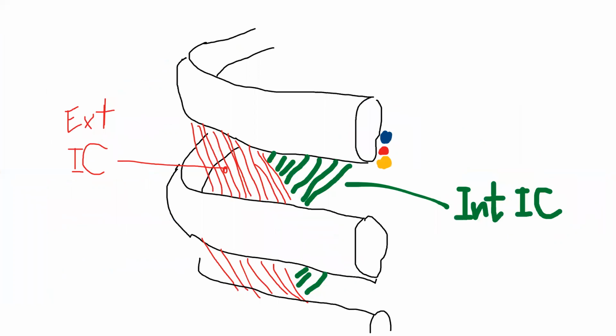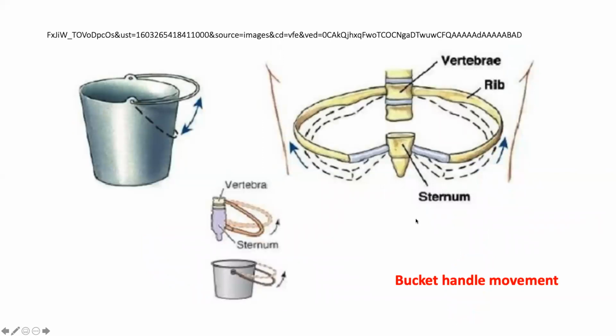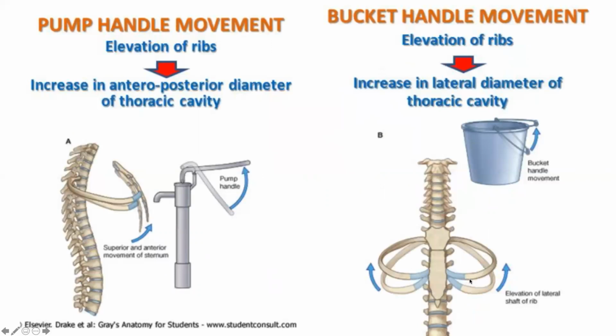So I believe you can appreciate the direction of the external intercostal muscles here. Once they contract, what happens? They will pull the rib cage outwards and laterally. When the external intercostal muscles contract, the rib cage is pulled outwards and laterally, and at the same time, the sternum is pulled anteriorly. That means the rib cage is being pulled from down here upwards and laterally, and that movement looks like a bucket handle movement.